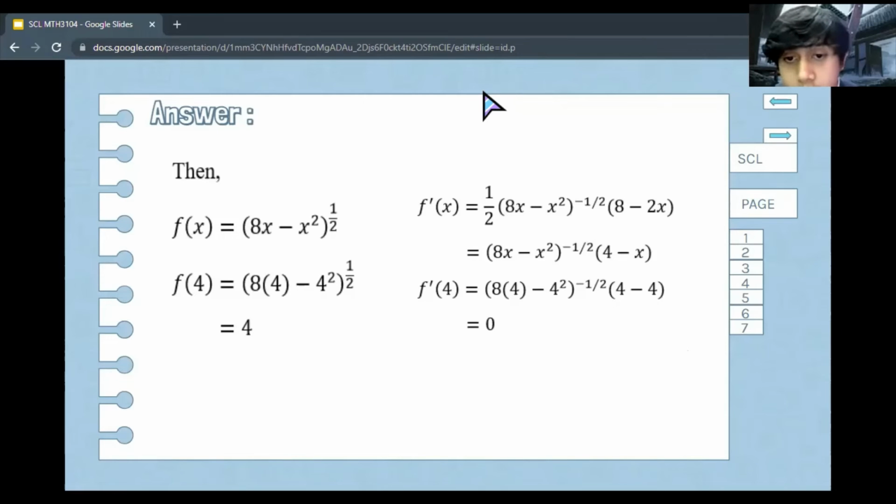using the power rule, and we get 1 over 2 times (8x minus x squared) to the power of negative 1 over 2 times (8 minus 2x). Then we can distribute 1 over 2 to make it simpler. Then we get (8x minus x squared) to the power of negative 1 over 2 times (4 minus x). Then we substitute x with 4 and we get the answer 0.